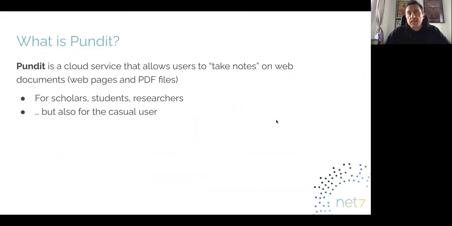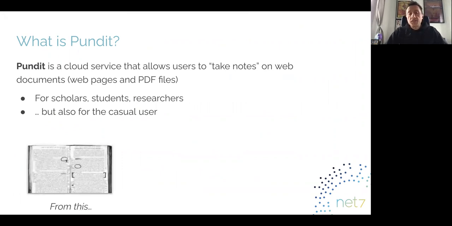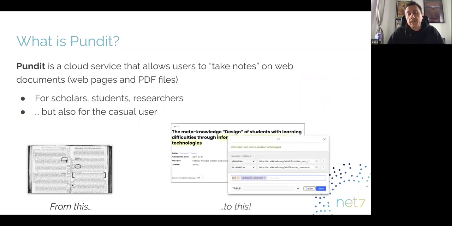So what is Pundit? Pundit is a cloud service that allows users to take notes on web documents, either HTML pages or PDF files. Everyone is familiar with the concept of marginalia, that is taking notes on paper, documents, books, etc. Basically, Pundit allows you to do the same, but on the web.